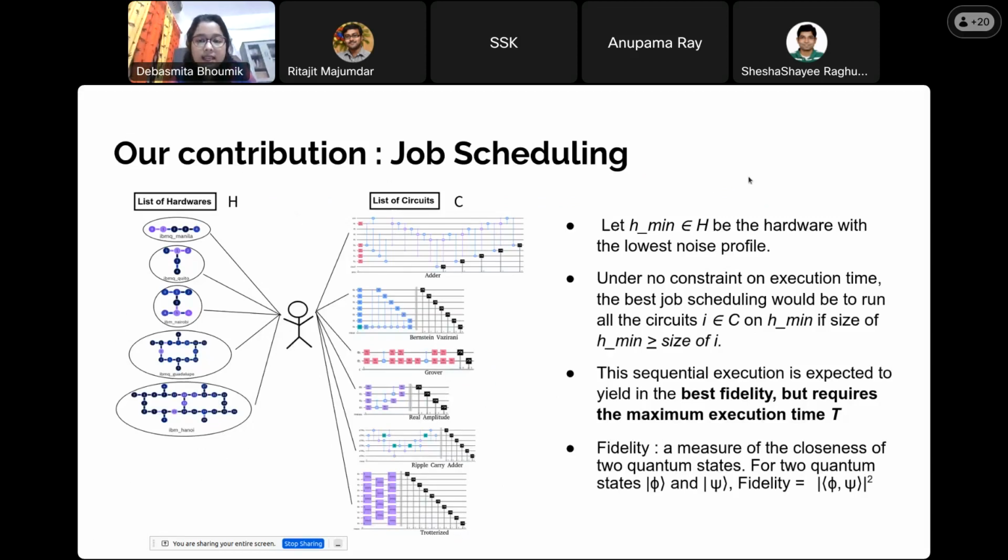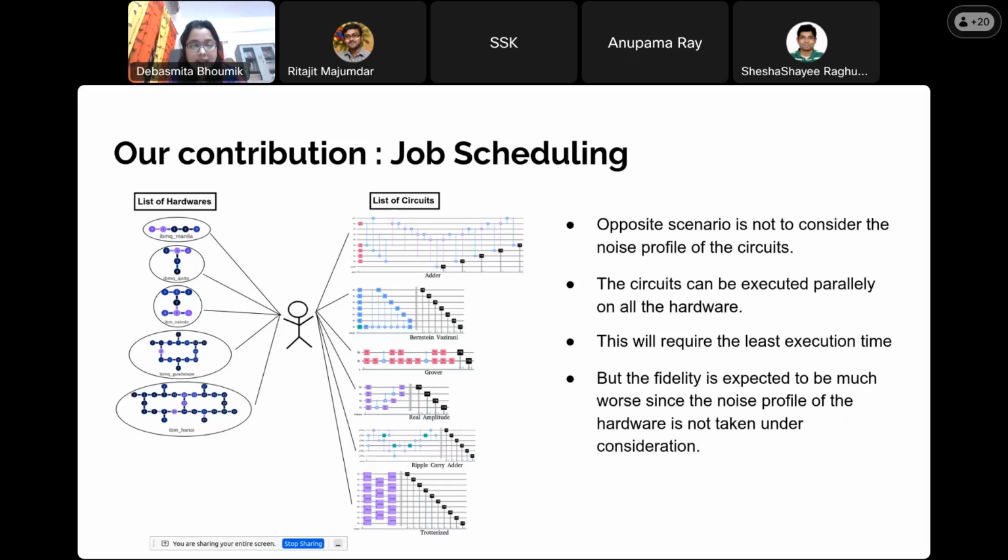Now let's consider this list of hardware. H min belongs to H, the hardware with the lowest noise profile. So that will be the best hardware in this list. If we don't give any constraint on the execution time, so if we have enough execution time in our hand, then the best thing will be to run all the circuits in the best hardware, which has the lowest noise profile. But this becomes a sequential execution, but it will give the best fidelity, which costs us the maximum execution time. Now fidelity is a measure of closeness between 2 quantum states.